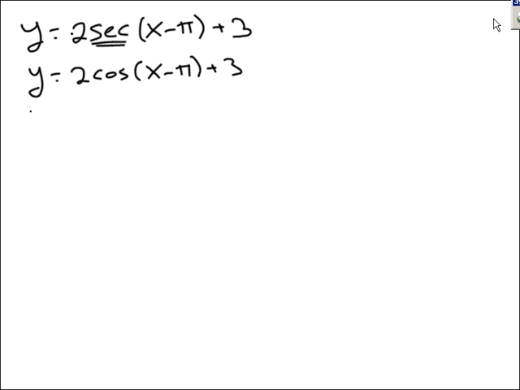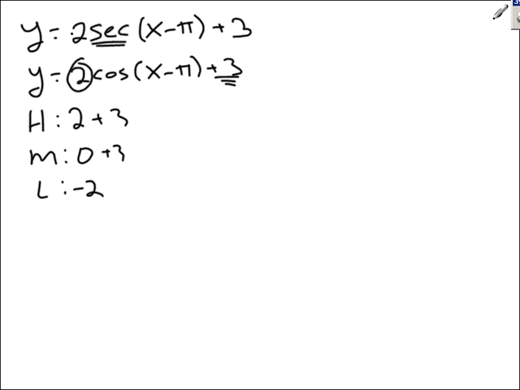Since it has the plus 3, let's talk about the high, the middle, and the low. Normally the high would be 2, the middle would be 0, and the low would be negative 2. But somebody went and added 3 to everything, so we have to add 3. The high will be 5, the middle will be 3, the low will be 1. Now the middle is going to be important.